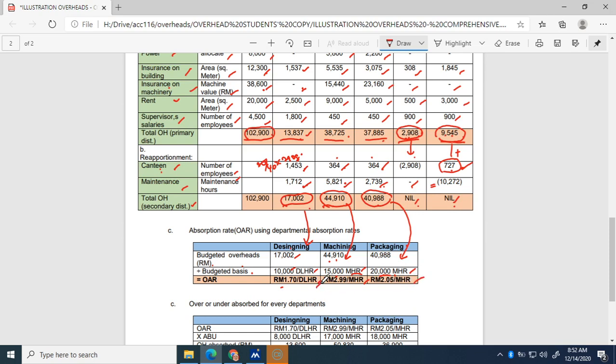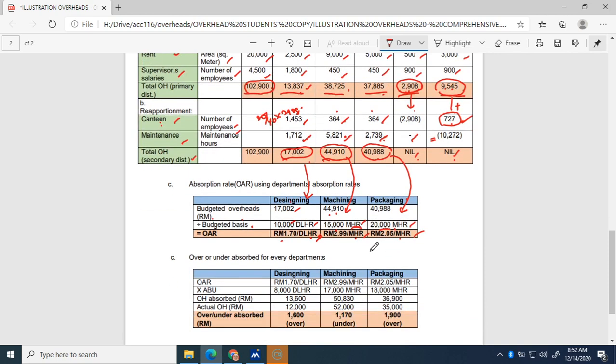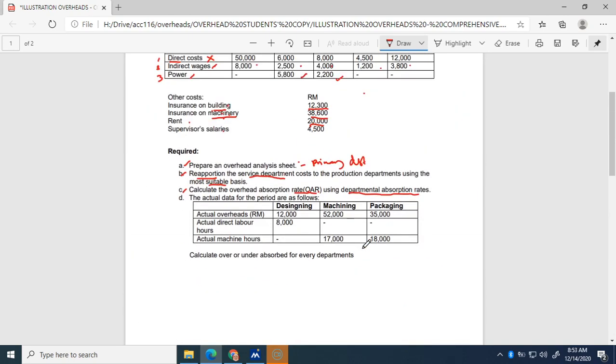So you can see that different departments have different bases, and the basis is sometimes not the same. Designing uses direct labor hours, machining uses machine hours, packaging uses machine hours. So we must choose the most appropriate basis for each department. So we answer question C to get the OAR.